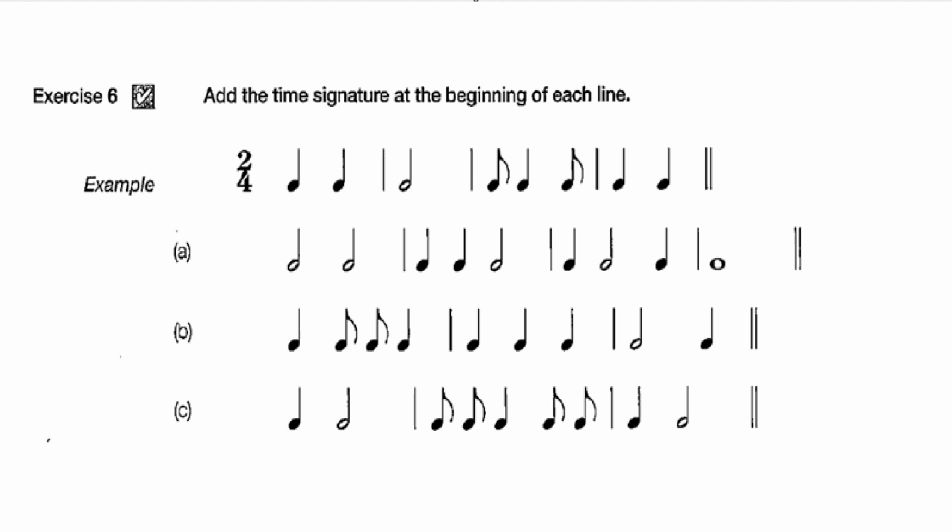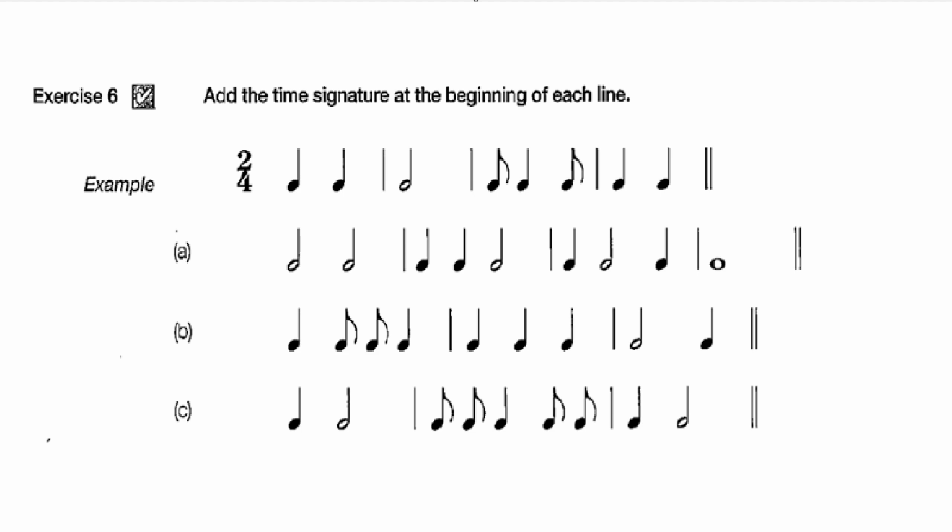So, all we need to do is to count how many crotchet beats there are in each bar. Hopefully you can see the answers quite quickly. Have a go yourself now, and then I'll write the answers up. Here are the beats in the example to help you. Pause the video and have a go.